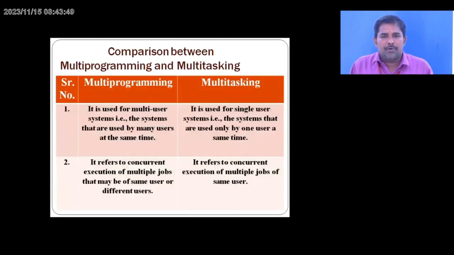So multi-programming and multitasking are put in a comparison. Multi-programming is used for multi-user systems, that is, systems used by many users at the same time. Multitasking is used for single user systems, that is, systems used by only one user at the same time. It refers to concurrent execution of multiple jobs, of the same user. It is not a different user, it is the same user.